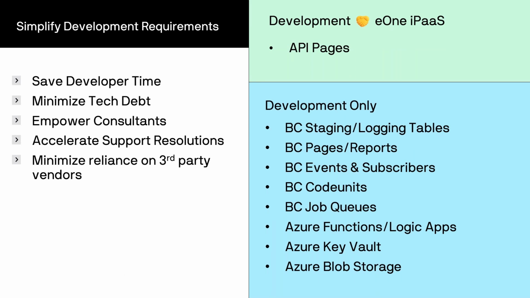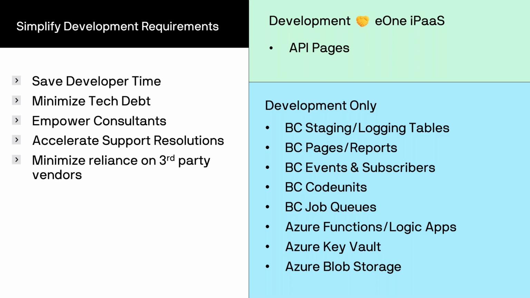All right, so I've touched on this a little bit earlier, but with Smart Connect, we're going to be trying to simplify the developer requirements of what needs to be done on a BC integration project. So we want to save developer time. So the developers shouldn't be involved in every step of the process. They shouldn't be creating events and subscribers and logic apps and job queues and complex code units and staging and logging tables. All of this architecture is powerful, but it's very time consuming.